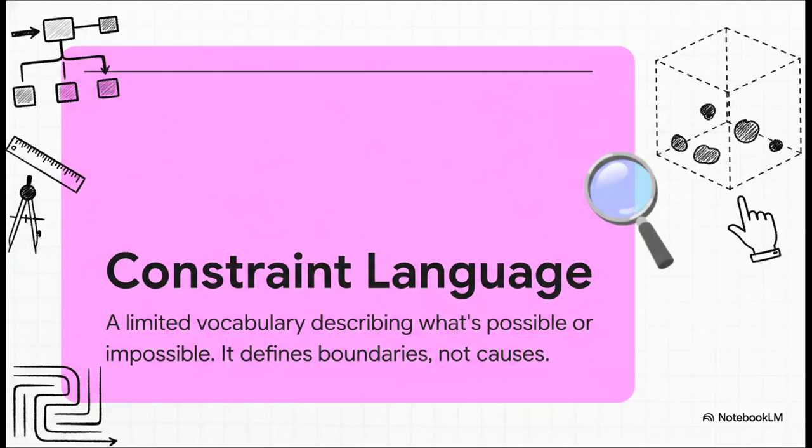So, what is a constraint language? Just think of it like this. It's a very simple set of words you use to describe the rules of a game. It doesn't try to explain why something is happening, but it's brilliant at describing the shape of what's happening. It shows you the boundaries of what's possible and what's not.